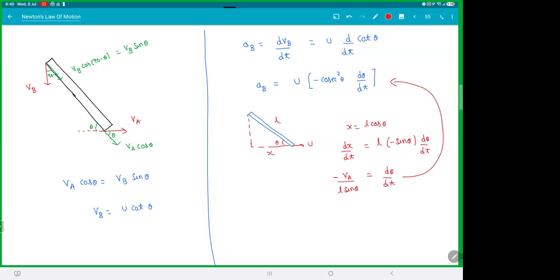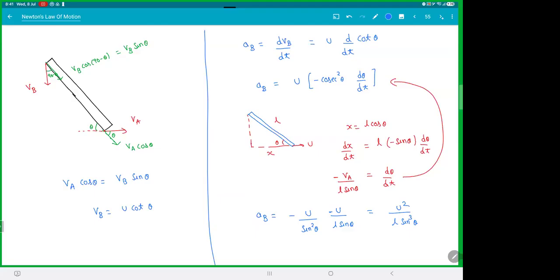You can take this and substitute in this. That will give you acceleration of B is equal to minus U. Cosecant square theta is anyway one over sine square theta. VA is also U. So it is minus U square by L sine cube theta. That's your acceleration of B, everyone. If your theta changes, you have to get the velocity and differentiate. There's no way out. This and the sixth problem have some similarities.